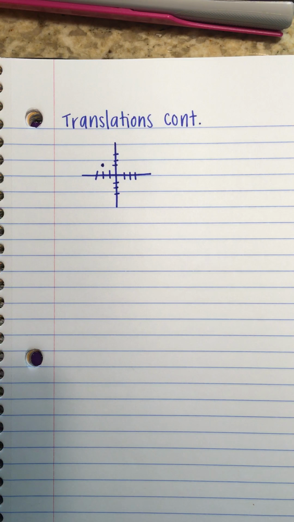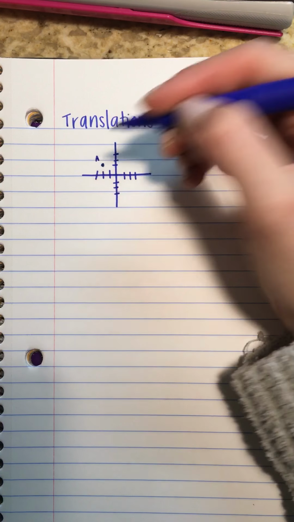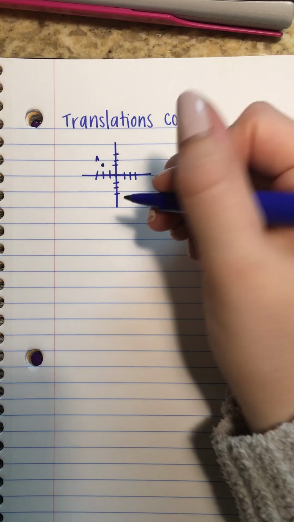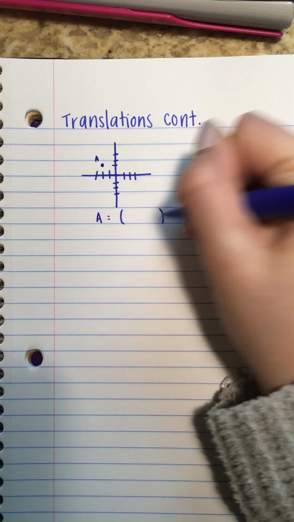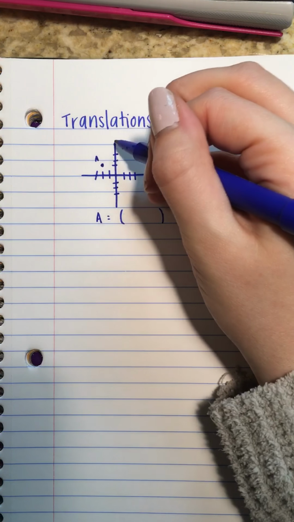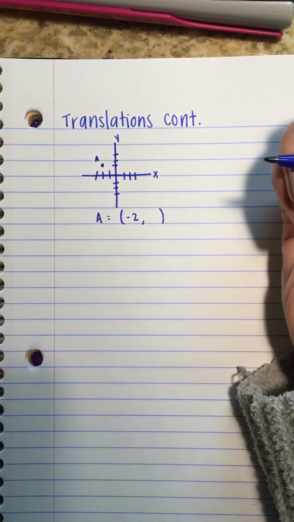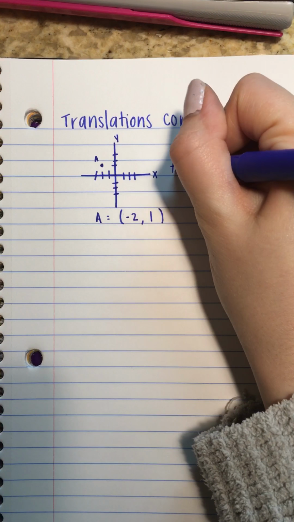Okay, so maybe our original point is right here. I'll label it A. Let's go ahead and say what the ordered pair for A is. Remember, we start with X and then we do Y. So -2, 1. Okay, now let's translate.